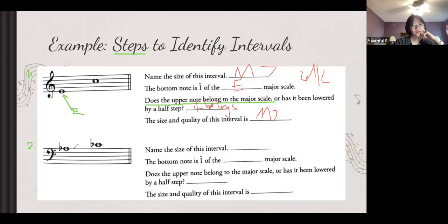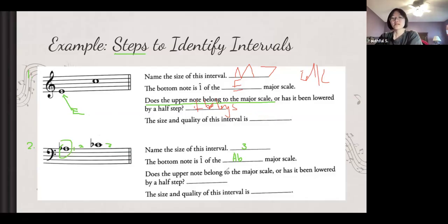Okay, so let's start on the second one. A flat is 1, B is 2, C is 3. So this interval is 3. That's its size. So we're not talking about quality yet. And then the bottom note is the first degree of the A flat major scale. That sounds very fancy, but basically it's telling you what is the root. Basically, what is this bottom note is all it's asking.